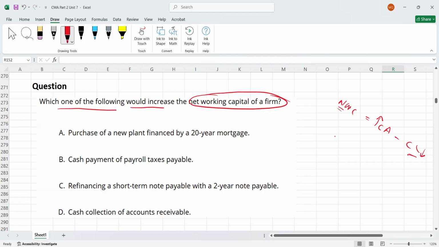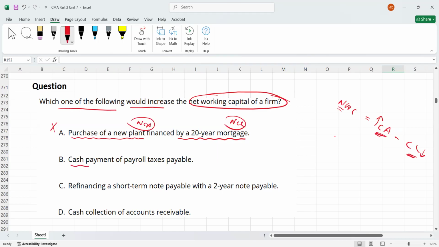So here we go. First, a purchase of a new plant. Plant is a non-current asset, and here we consider current assets. And this is financed by a 20-year mortgage, which is your non-current liability. So both changes are in non-current assets and non-current liabilities. Nothing is changing in current assets and current liabilities. So this is an irrelevant point and would not be the reason to increase the net working capital. So this is not the option.